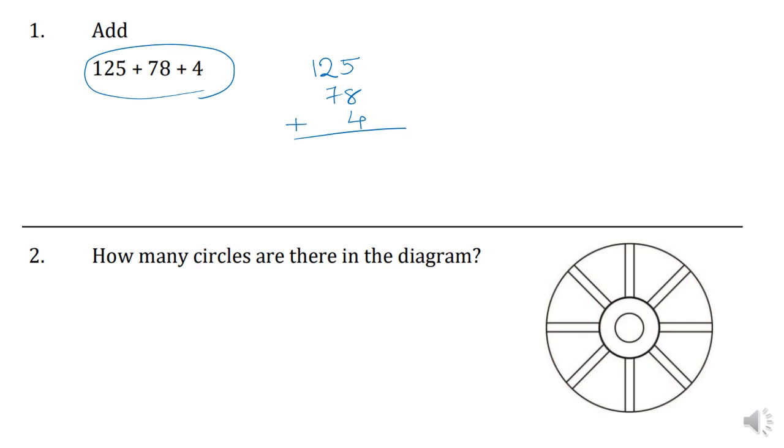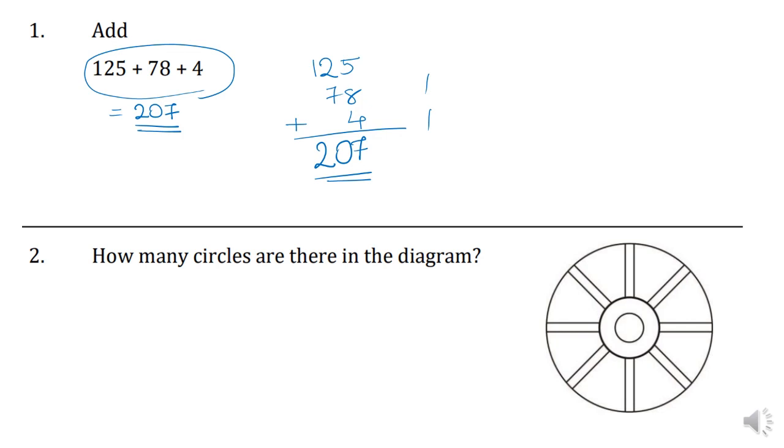So 5 plus 8 is 13. 13 plus 4 is 17. You write 7 here and 1 carries. So 1 plus 2 is 3. 3 plus 7 is 10. You write 0 and still another 1 carries, and 1 plus 1 is 2. So the answer is 207. So you can write it 207. So this is the answer. I think you understand this. This is a very simple question, right?